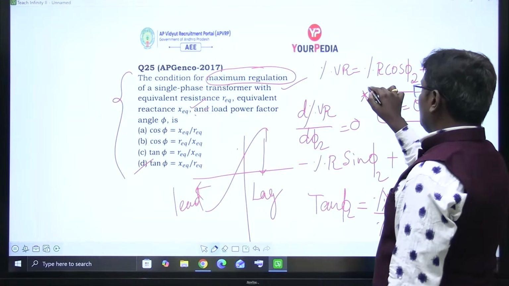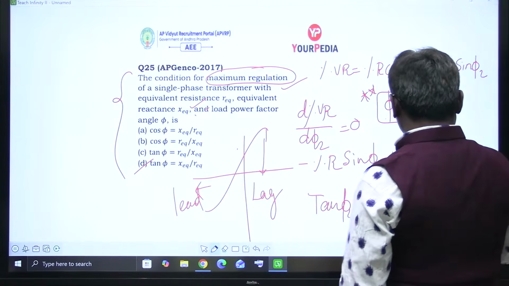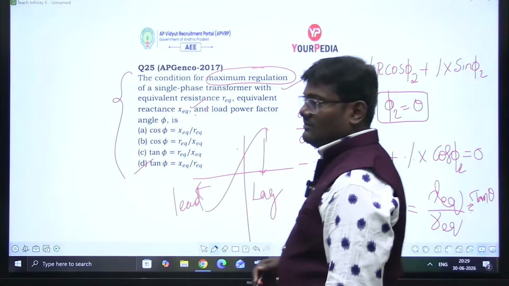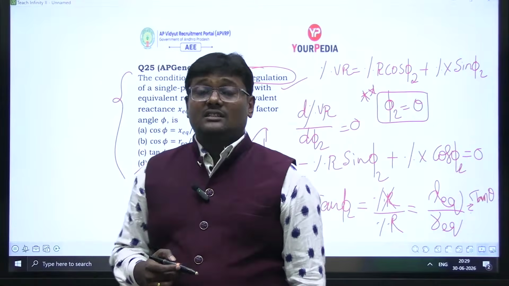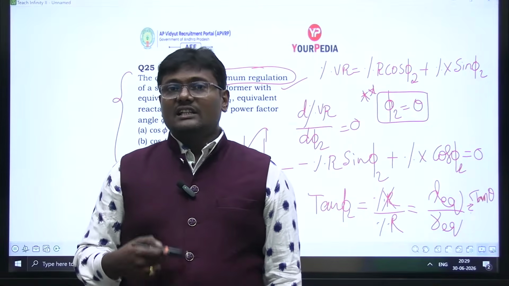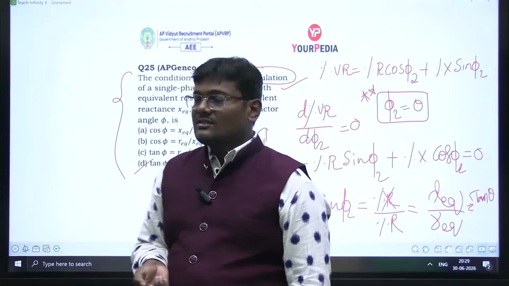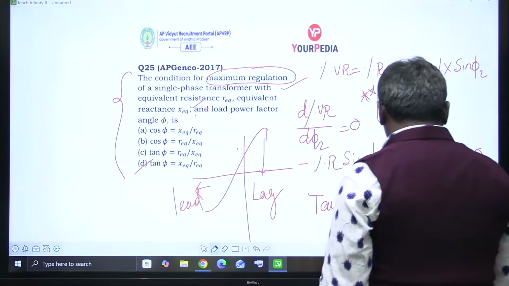Maximum voltage regulation will take place when tan phi 2 is equal to tan theta. Yes, from this, tan phi 2 is equal to tan theta, where X equivalent and R equivalent are the equivalent leakage reactance and equivalent resistance of the transformer, or total resistance when referred to the secondary.